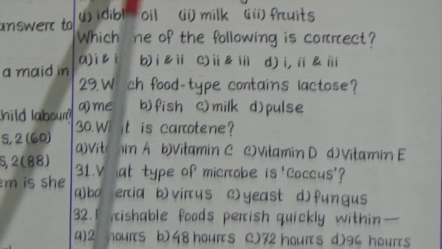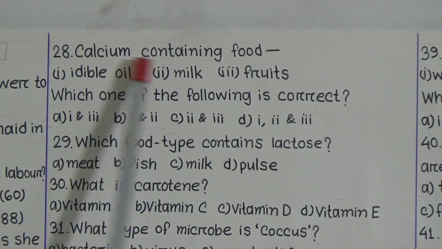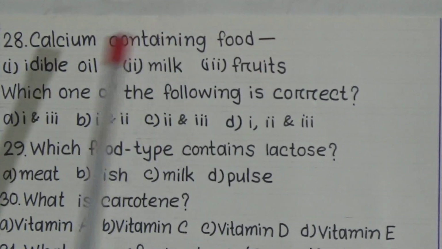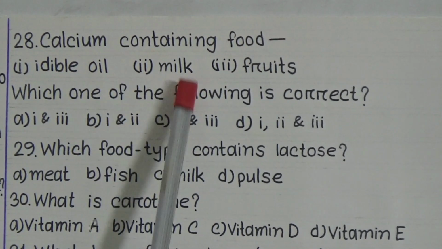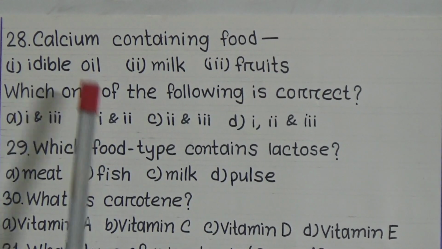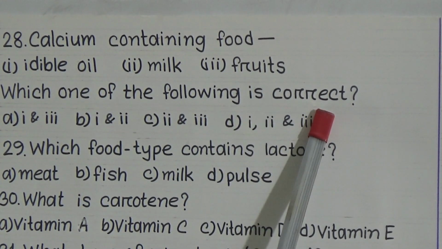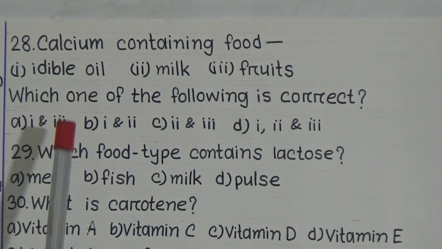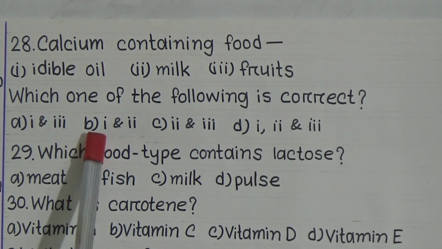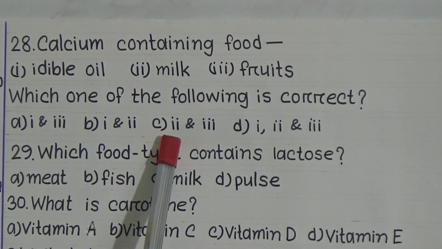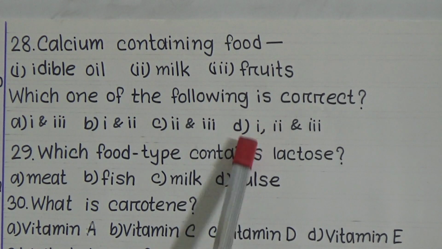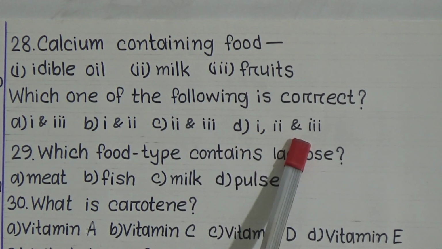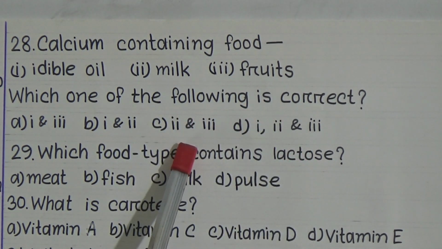Okay, now come to question number 28. Calcium containing food: 1. edible oil, 2. milk, 3. fruits. Which one of the following is correct? Options are option A 1 and 3, option B 1 and 2, option C 2 and 3, option D 1, 2 and 3. So here the correct answer will be option C, 2 and 3.